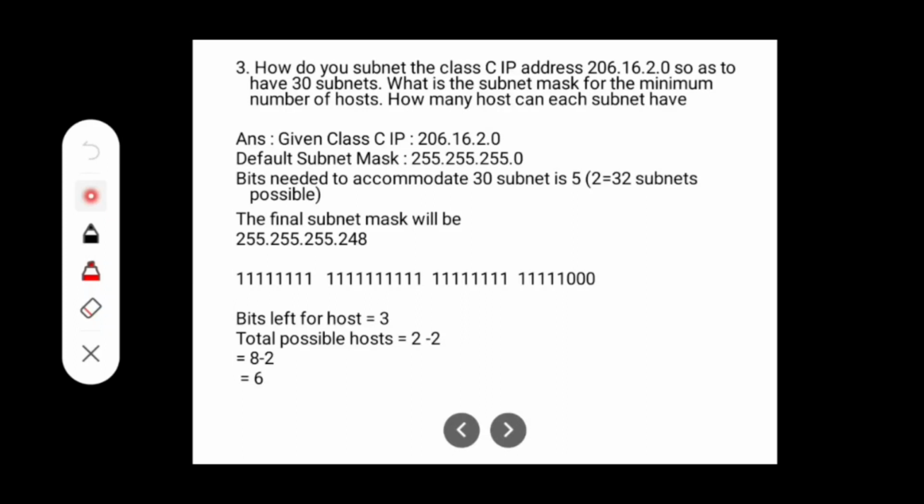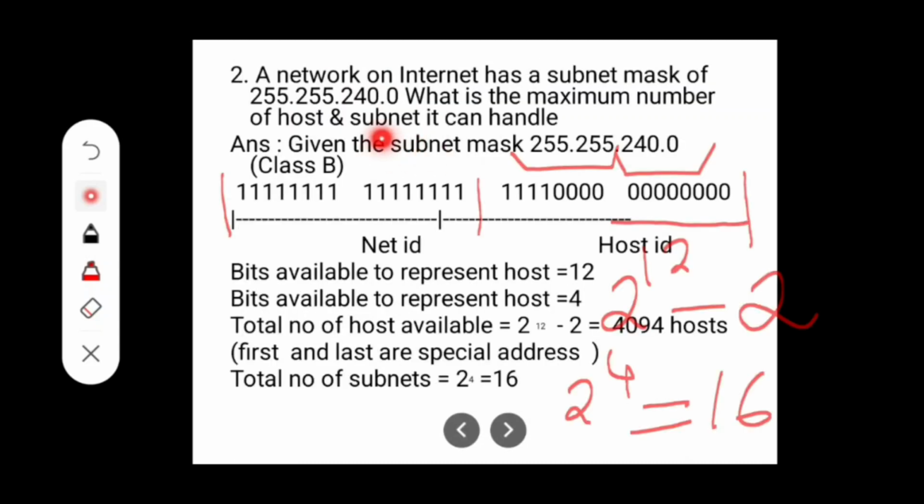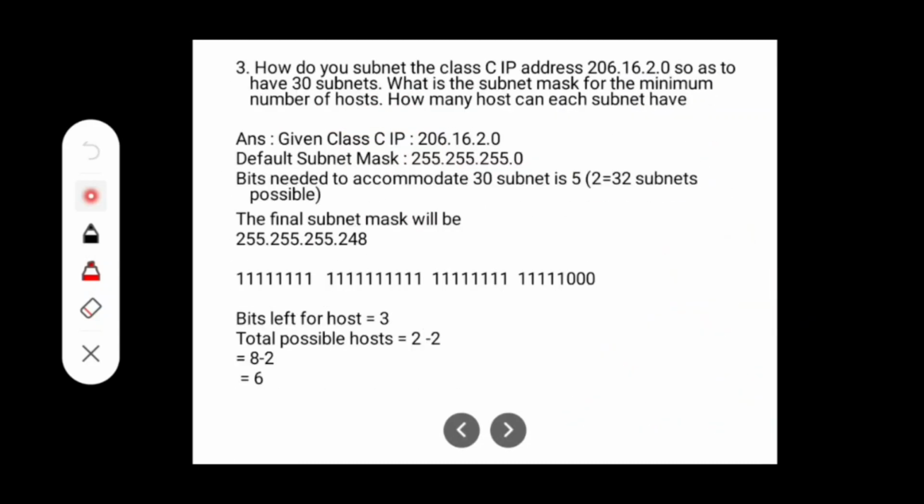Next, another thing already given is the 30 subnets. Here they are telling that they require 30 subnets. In the previous question, we computed the number of subnets, but in this question, they have given that there are 30 subnets. So here we have to know how many bits will be required for representing these 30 subnets.